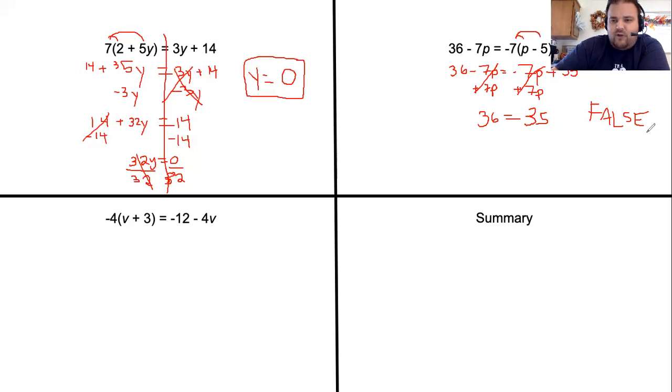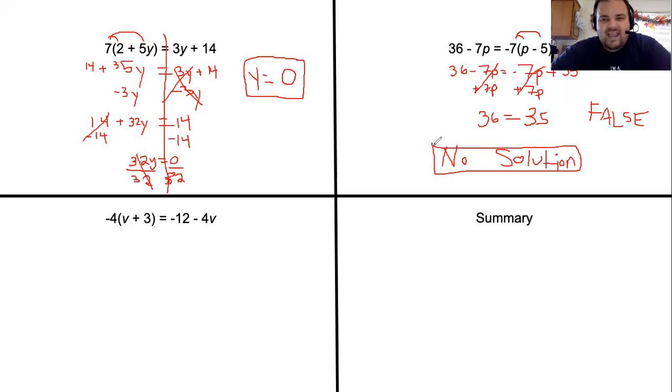And so when you end up with a false statement, this is what we call no solution. So there are no solutions to this equation. No solution. And what that means is that it does not matter what value you plug into this equation for p. You can plug in any number you want, no matter how large, how small, fractions, decimals, think of anything you want to think of. Nothing is going to make the left side of this equation equal to the right side of the equation. There is no solution. And so that's an example of when no solutions happen.